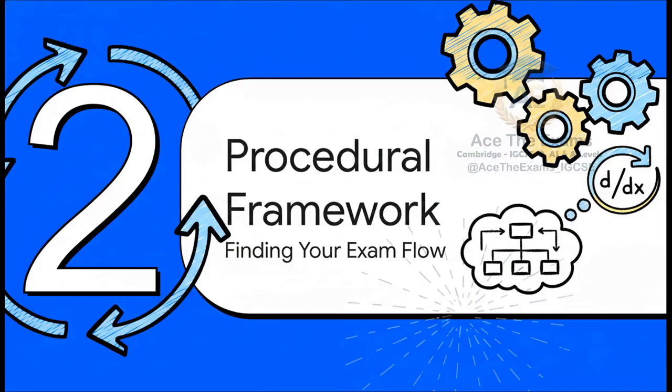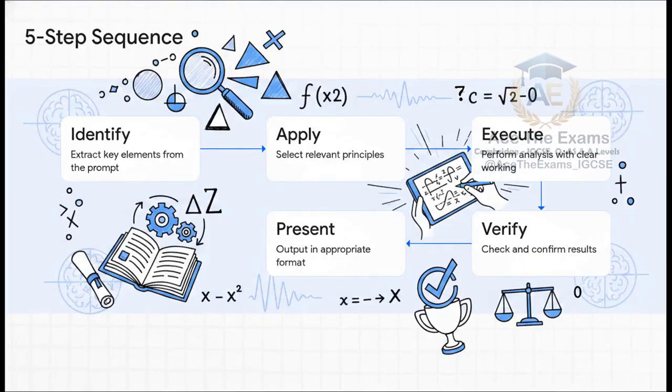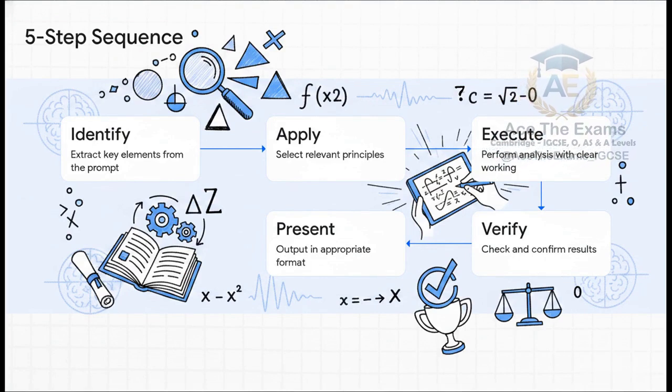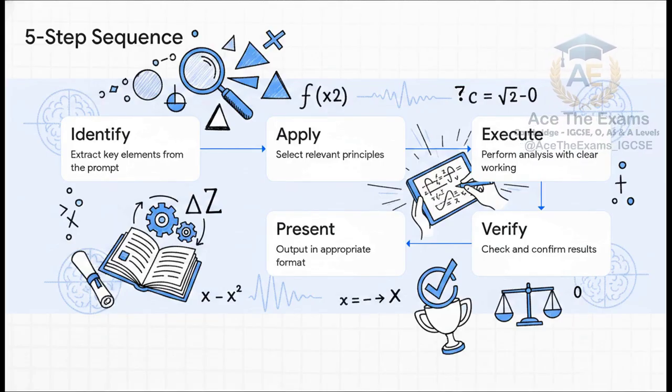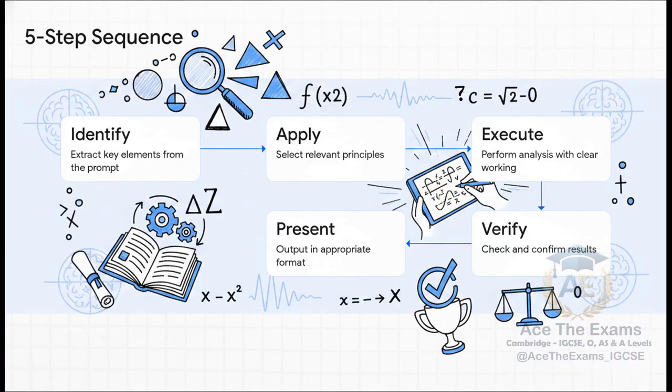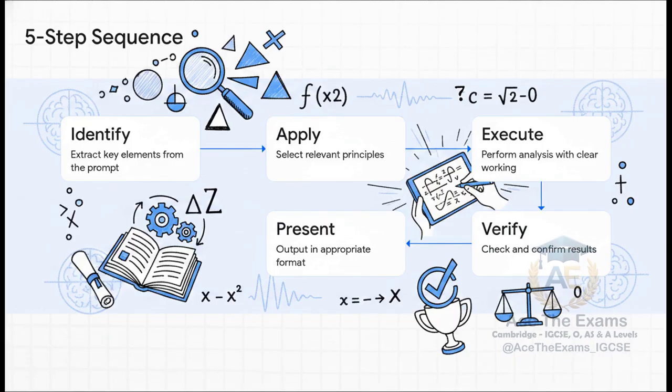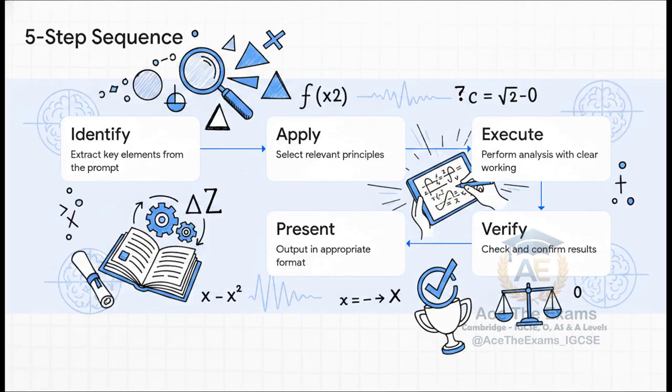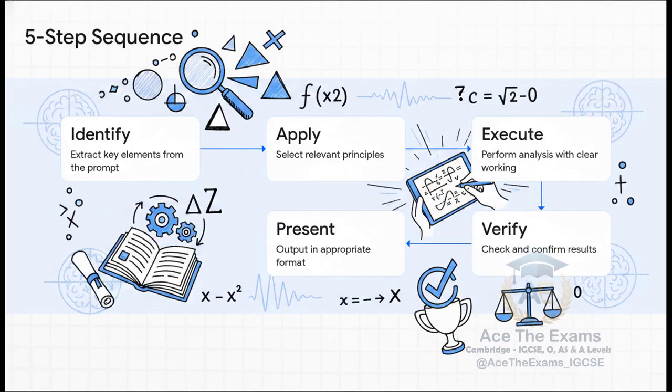Moving on to Section 2, Structured Procedural Framework, Finding Your Exam Flow. Let's establish that rhythm. When you look at a daunting past paper question involving the product or quotient rule, you need a systematic way to process it without freezing mid-question. So I want you to follow this standardized 5-step sequence mechanically and methodically. First, identify the key elements. Literally isolate the assessment objectives demanded by the prompt. Second, apply the relevant mathematical principles. Third, execute your calculus with absolute clarity in your working. Fourth, verify your results. And finally, present everything in the appropriate format.